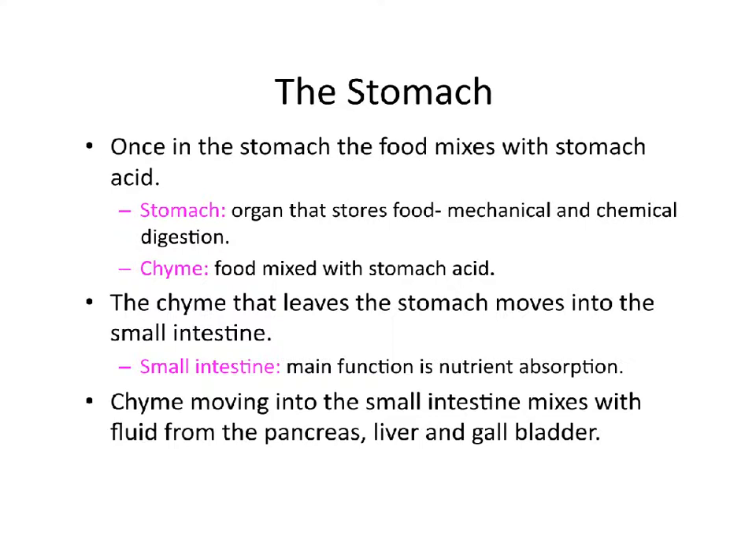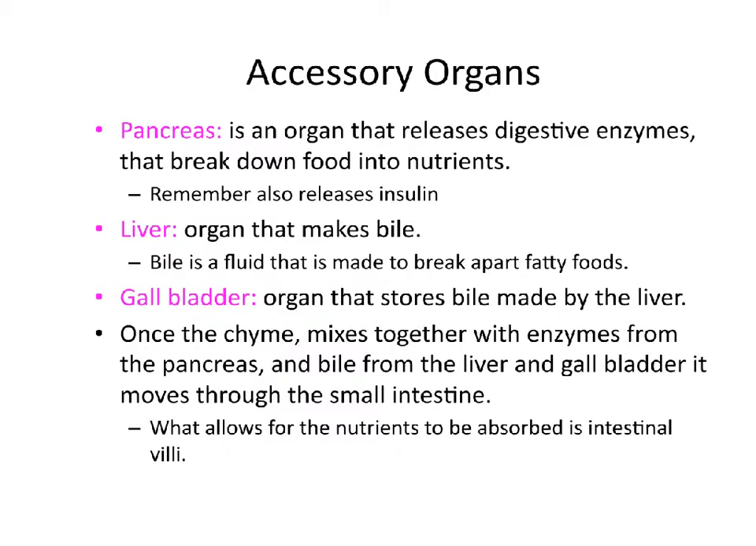Upon entering the small intestine, you mix your chyme with fluid from the pancreas, liver, and gallbladder, which are going to secrete extra digestive enzymes targeting fats and carbs and helping to break those materials down into their simpler subcomponents. So your pancreas is that organ that releases, for its purpose in the digestive system, digestive enzymes that break down food into subcomponent nutrients. It's also responsible, as part of the endocrine system, for releasing insulin, okay? Separate functions, so it's one organ that's part of two different systems.